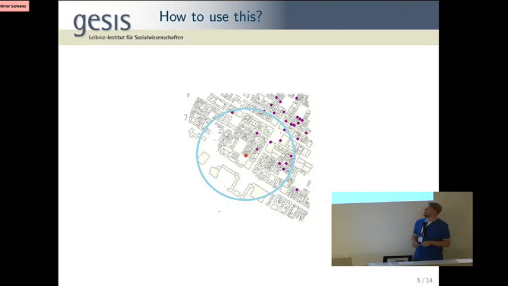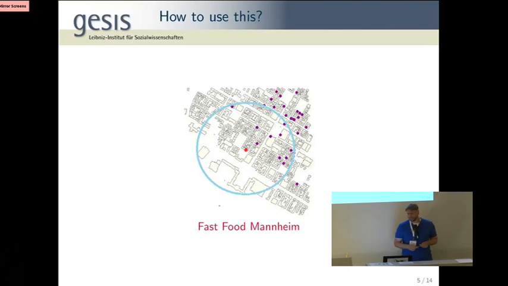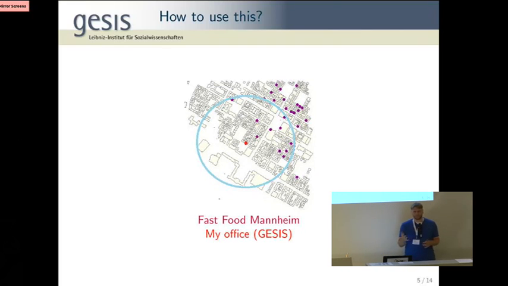But how? This is my workplace. Maybe if you're from this region, you will see that this is Mannheim. Here is the Schloss, and the red point is my workplace. I thought about maybe where fast food is around my workplace. So that was the first idea of how to use it.